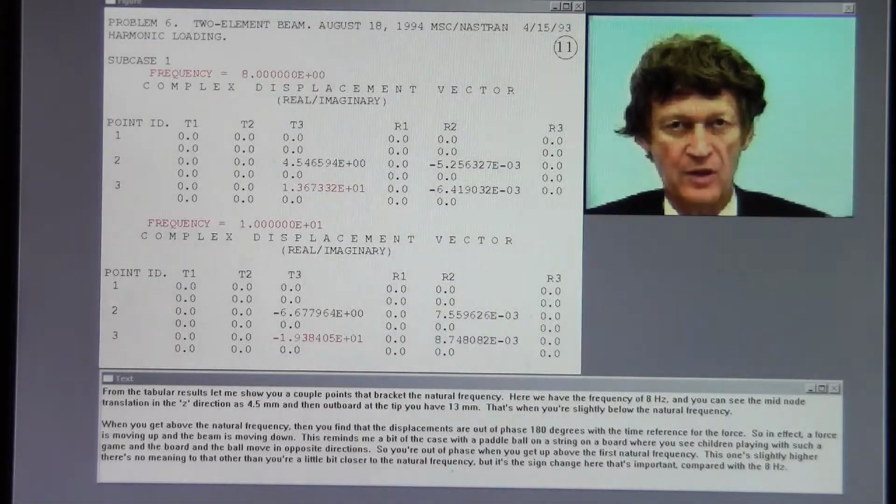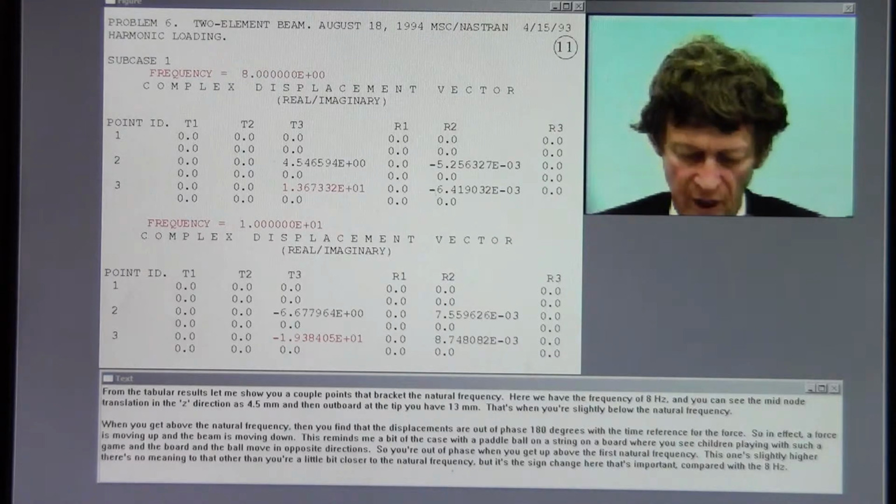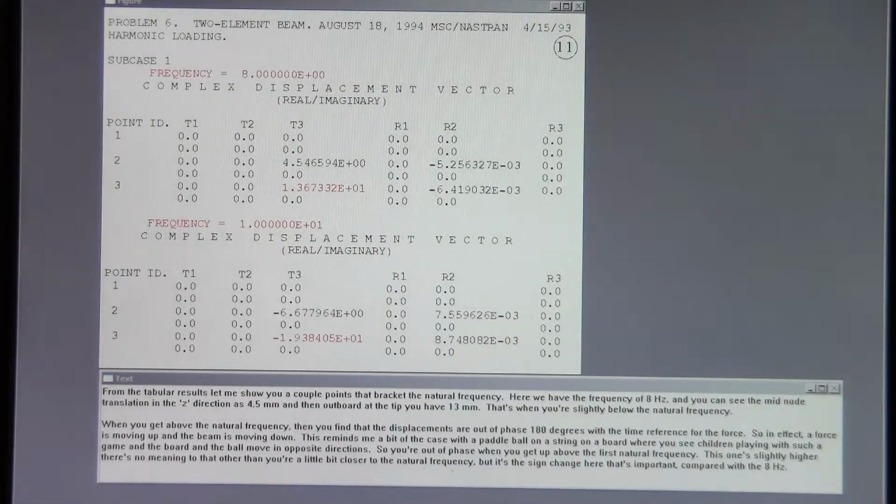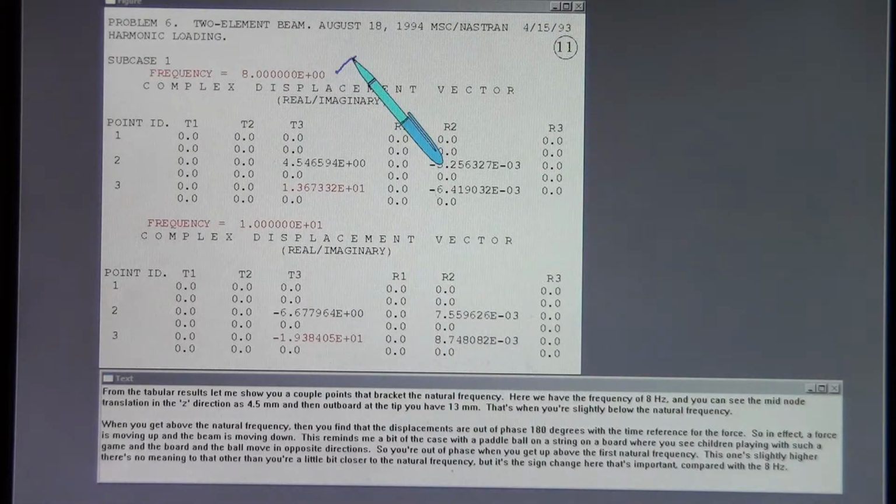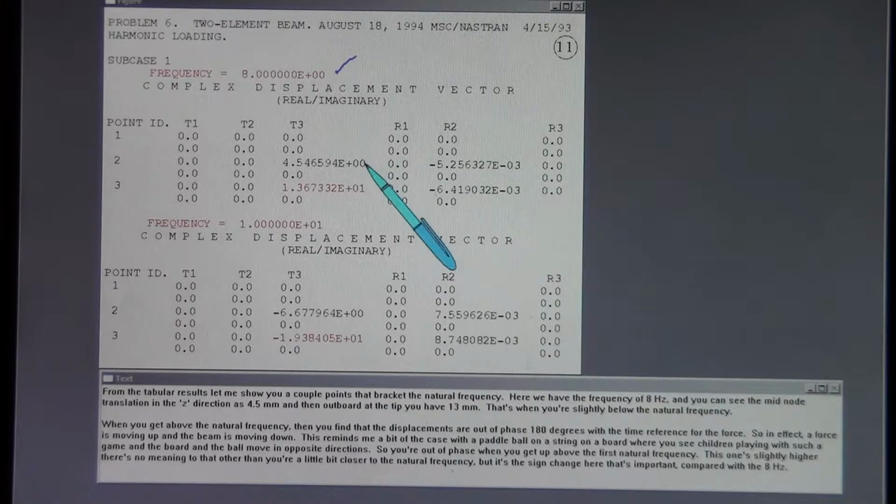From the tabular results, let me show you a couple points that bracket the natural frequency. Here we have the frequency of 8 Hertz, and you can see the mid-node translation in the z direction as 4.5 millimeters, and then outboard at the tip we have 13 millimeters. That's when you're slightly below the natural frequency.